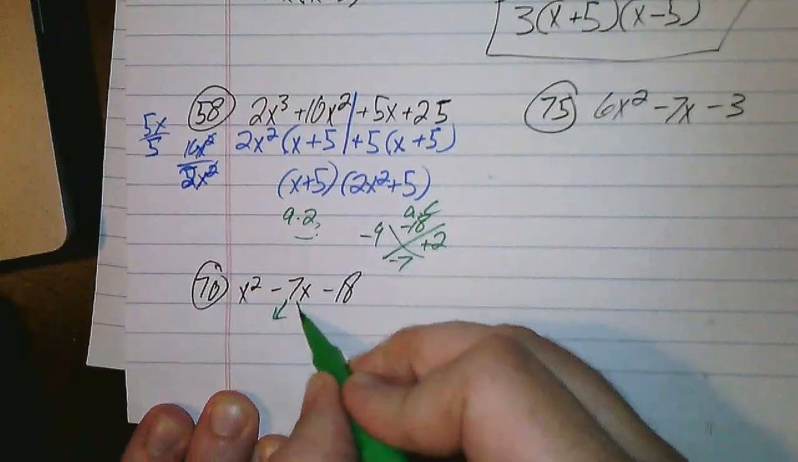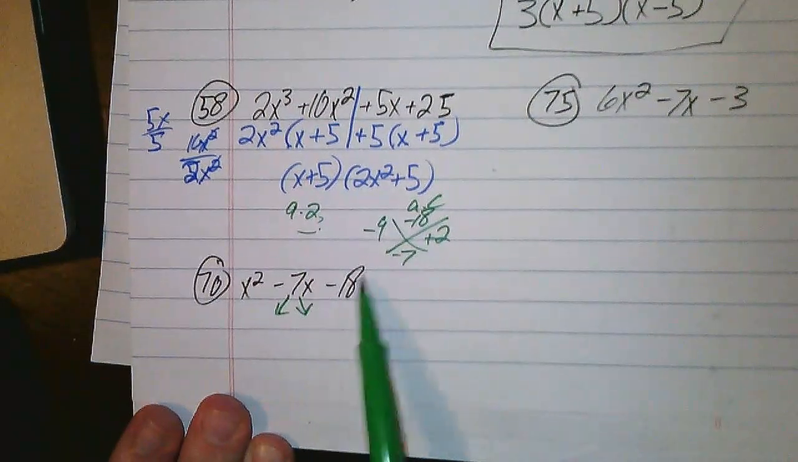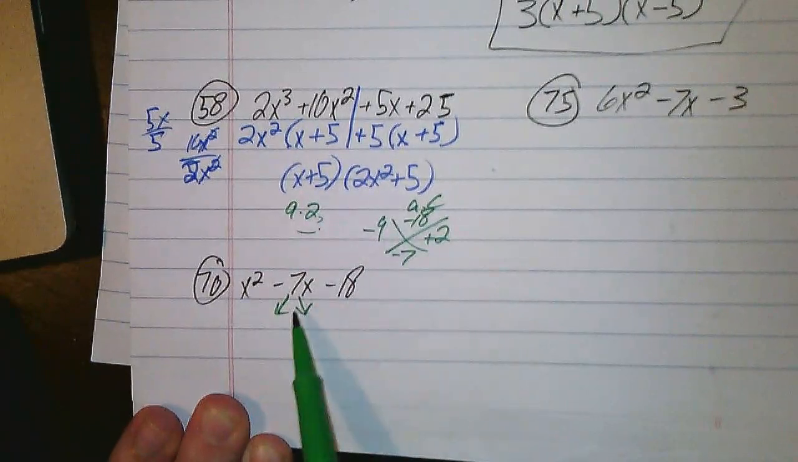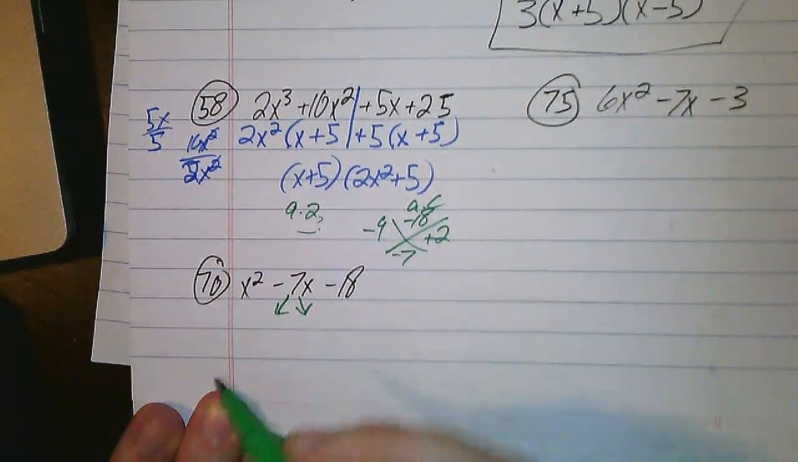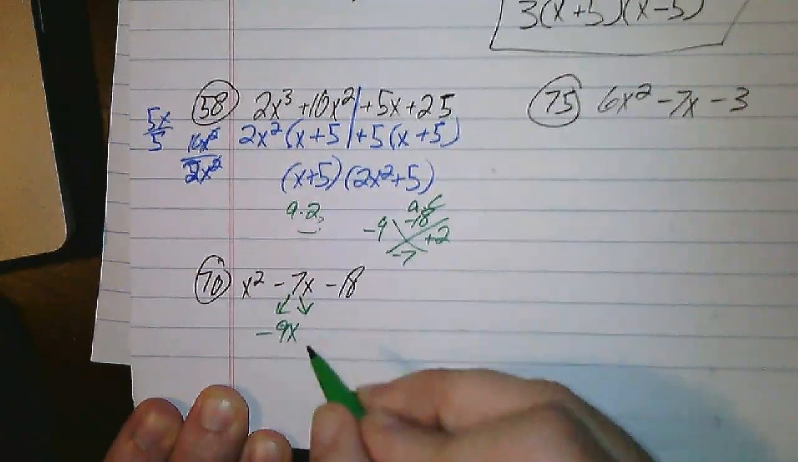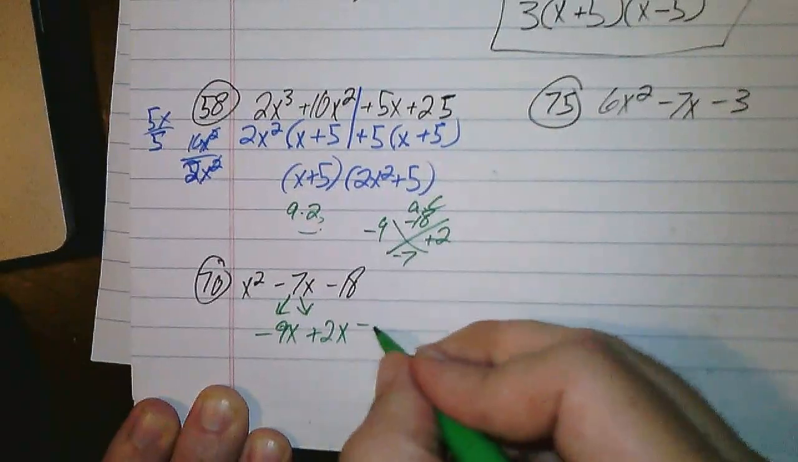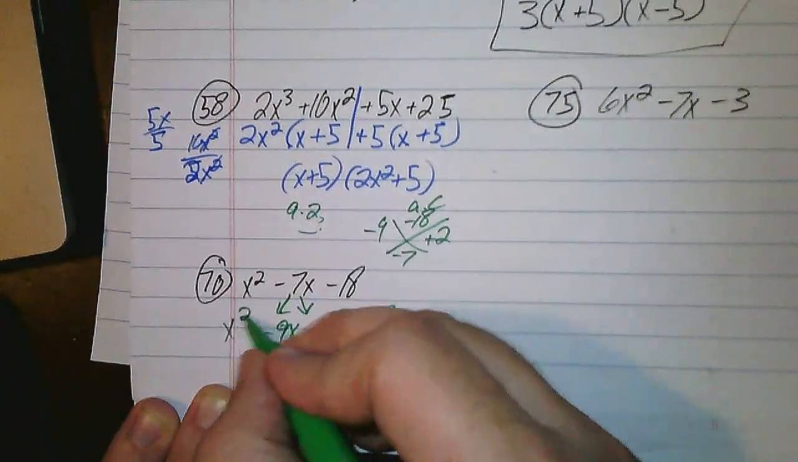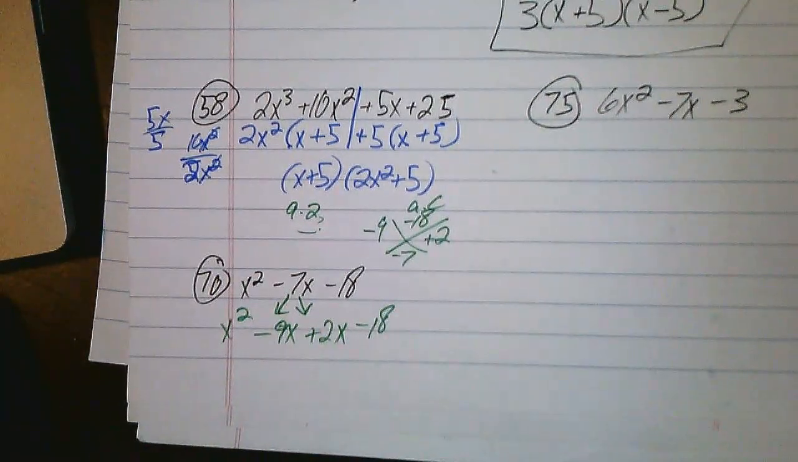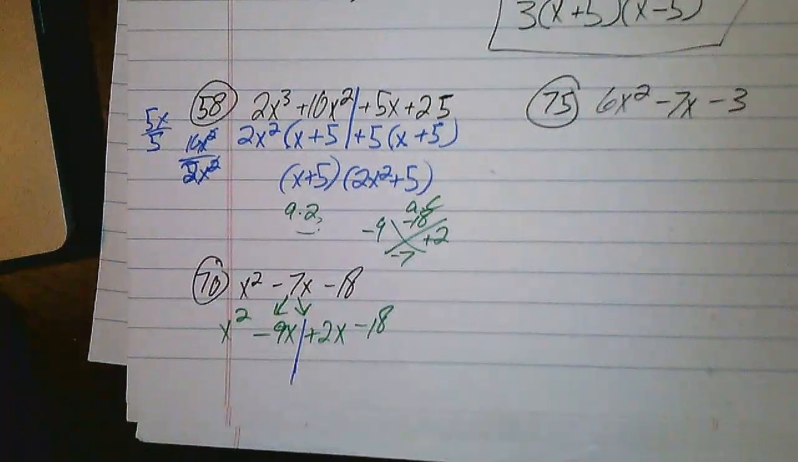But if you want, and some students have success with this, use these factors to just break down the middle term. Negative 7x is negative 9x plus 2x. And then carry down everything else. And now we can just factor this by grouping. So you can use factor by grouping on any of these trinomials.